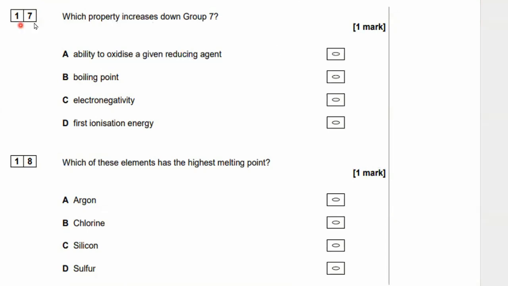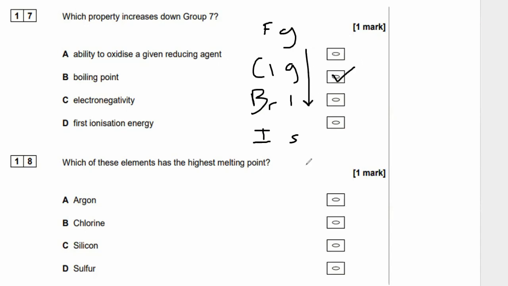So which property increases down group 7? Nice, easy question. I'd have a quick read of them and then see if you get a nice, easy answer. And you can see here, B, the boiling point. Well, that one's nice and easy. Fluorine's a gas, chlorine's a gas, bromine is a liquid at room temperature, and iodine is solid. So quite clearly, the boiling point is increasing down the group.